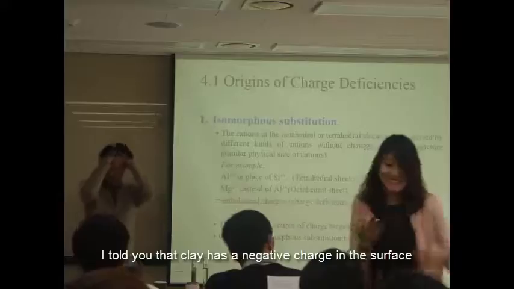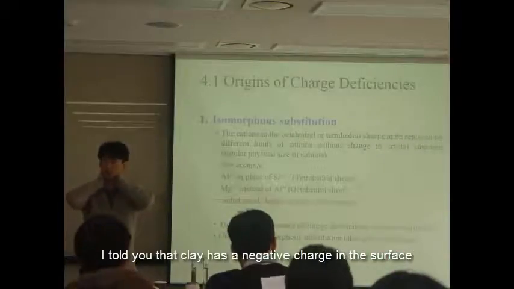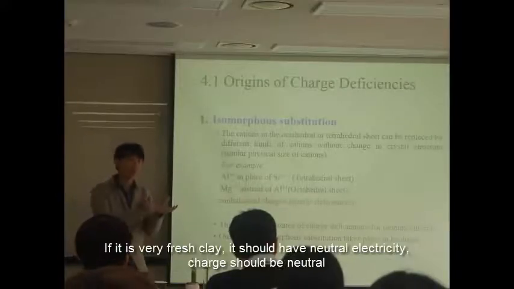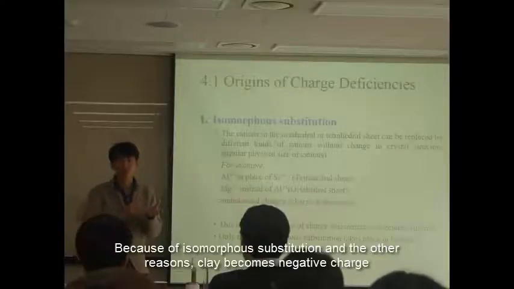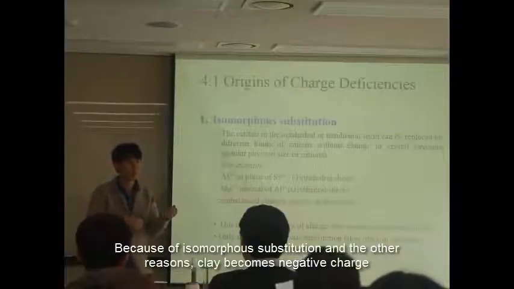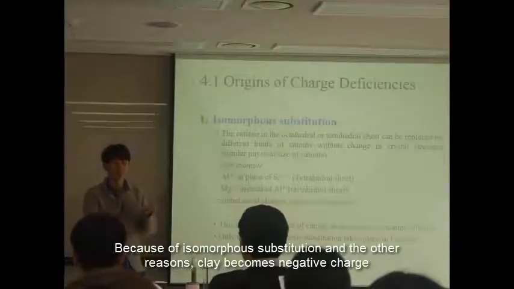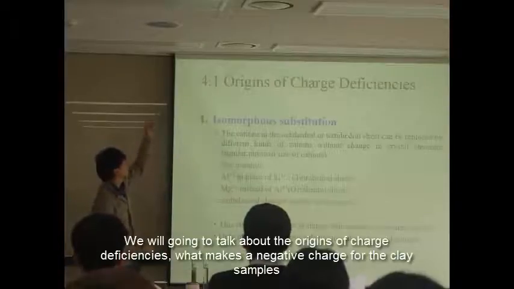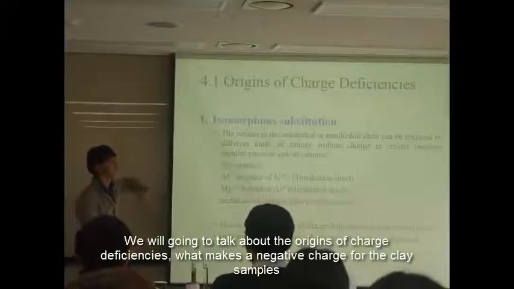I told you the clay has the negative charge on the surface. If it's very fresh clay, it should have neutral electricity, so the charge should be neutral. But because of the isomorphous substitution and the other reasons, the clay becomes negatively charged. So we're going to talk about the origin of this charge deficiency. What makes the negative charge on the clay surface?